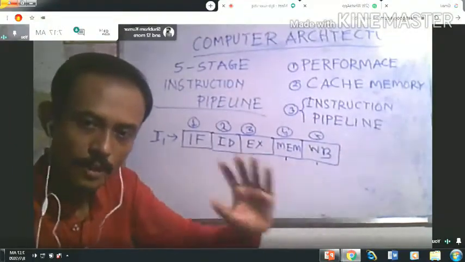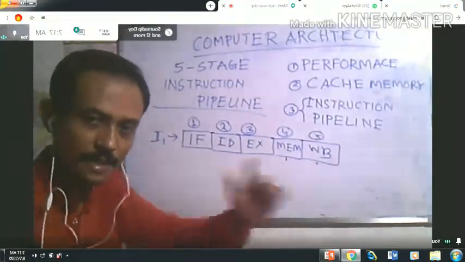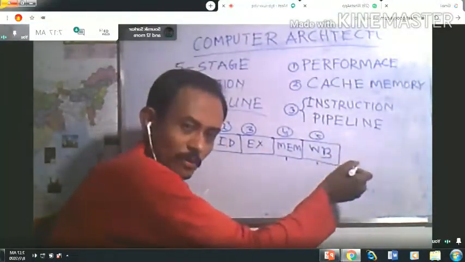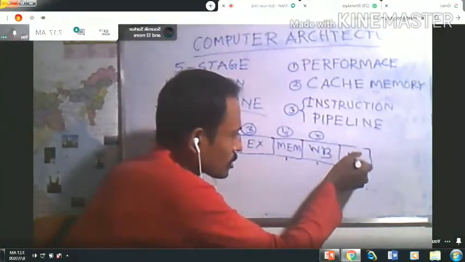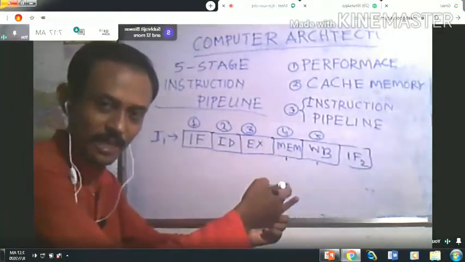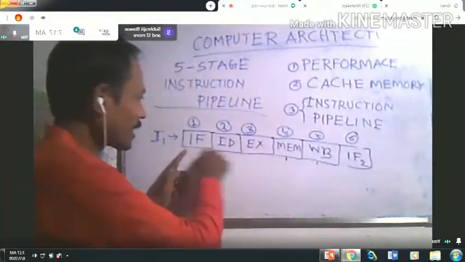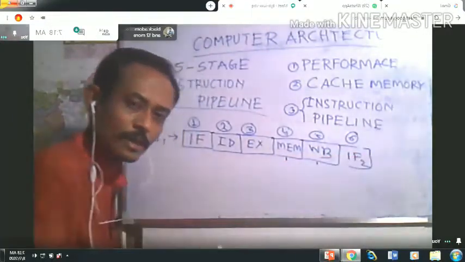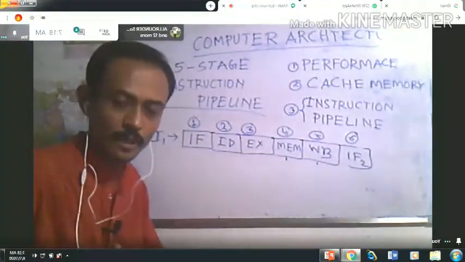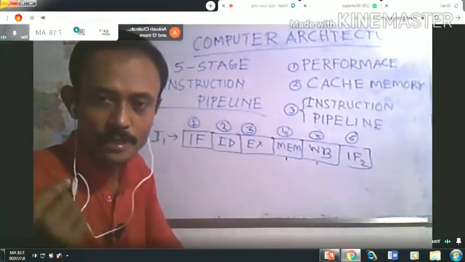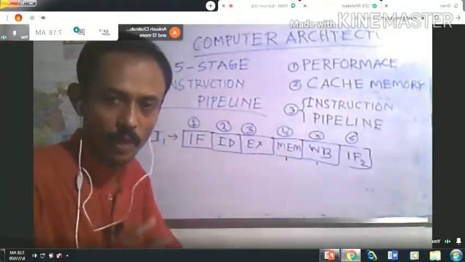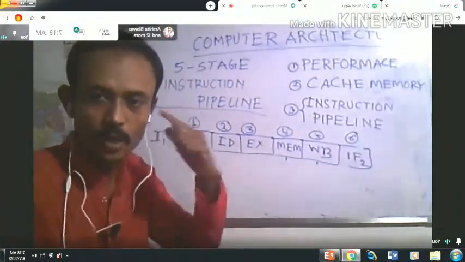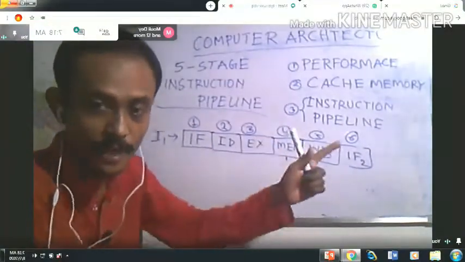Got it? So in serial execution, the first instruction will execute, then the second instruction will come, and the instruction fetch of the second instruction will happen in the 6th clock pulse, then the instruction decode of the second instruction. This way it will go. So this is the serial execution. If we design our CPU with serial execution, what will be the problem? Our performance will be very, very low. That means your throughput will be very low.